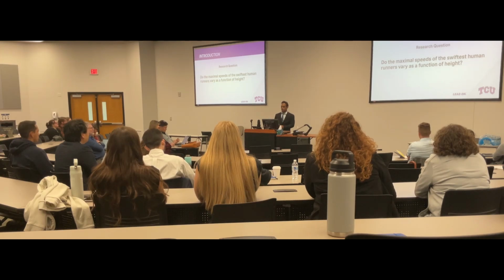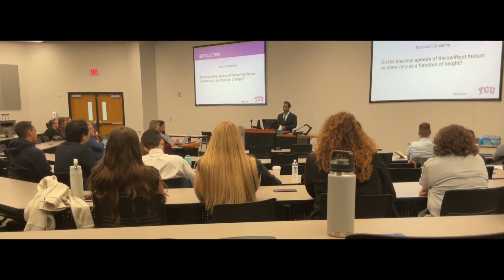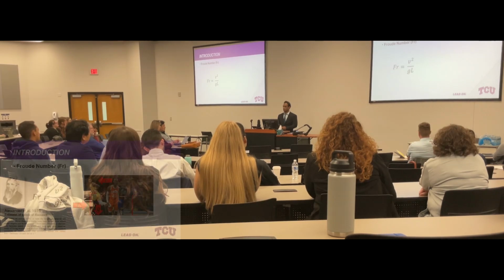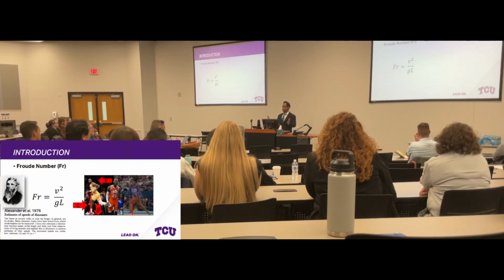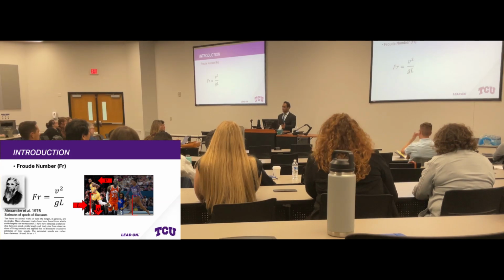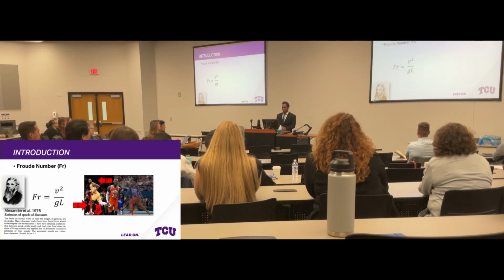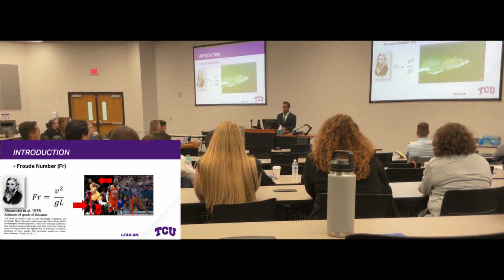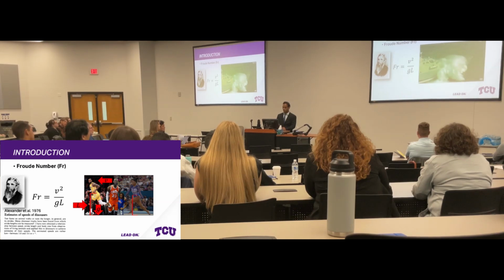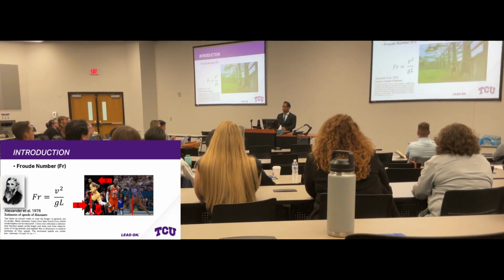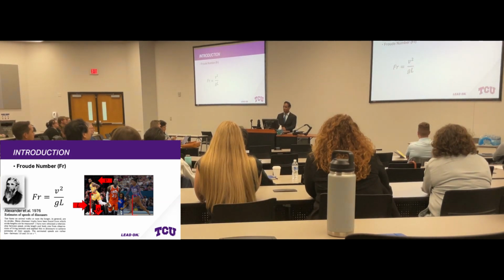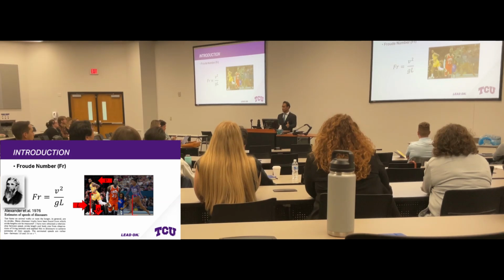which leads to my research question, which is: do the maximal speeds of the swiftest human runners vary as a function of height? To test this question, we use Froude number. What is Froude number? A generalized explanation: Froude number tells you how fast somebody is for their size. Froude used Froude number to identify the speeds of ships based on their size. Then Alexander came in and used Froude number to identify the speeds of dinosaurs. So I'm going to use Froude number to identify who's going to win the race.